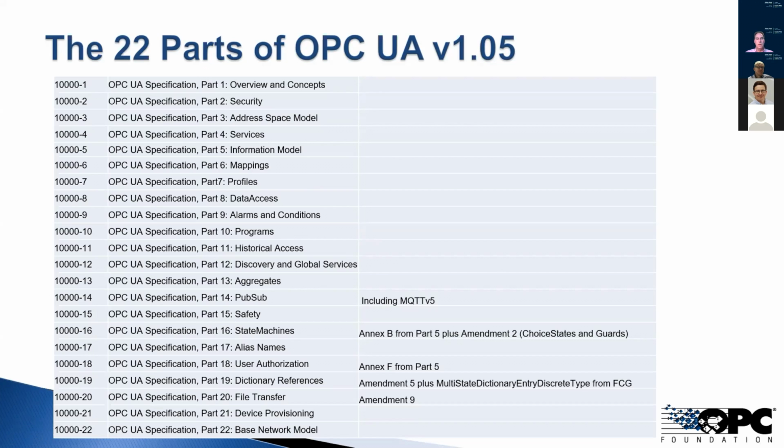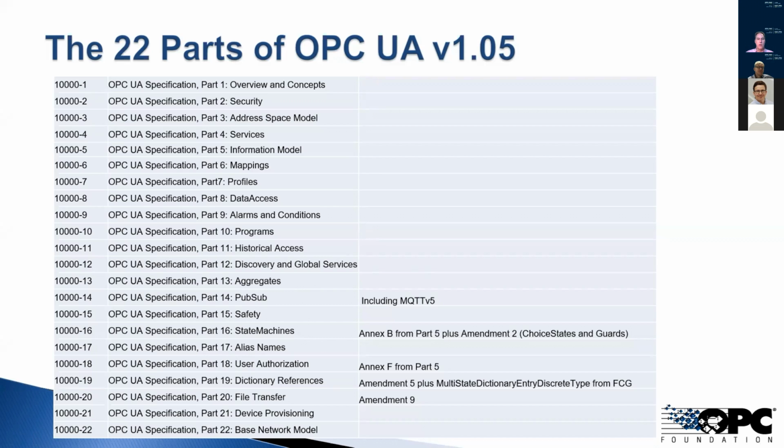And since the original version of 1.04 was released, we've released a number of amendments that added functionality, and we've even released some parts, right? We released part 15, safety, as part of 1.04. We've released part 17, alias names, as part of 1.04. So we've been adding functionality all along in forms of other parts and in form of amendments. So all of the amendments that are part of 1.04 right now will go away. They'll be folded into one or more of these 22 parts.